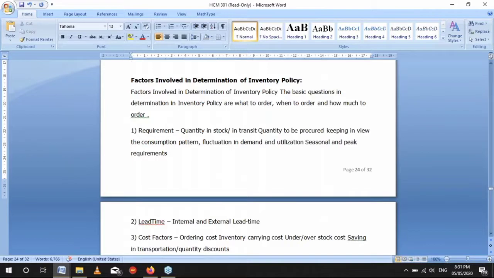Number 7 has to do with government policies. Number 8, storage. Number 9, patient service. Number 10 and 11, marketing conditions and other factors, single source. So I will be explaining this next week when we meet, by the grace of God.